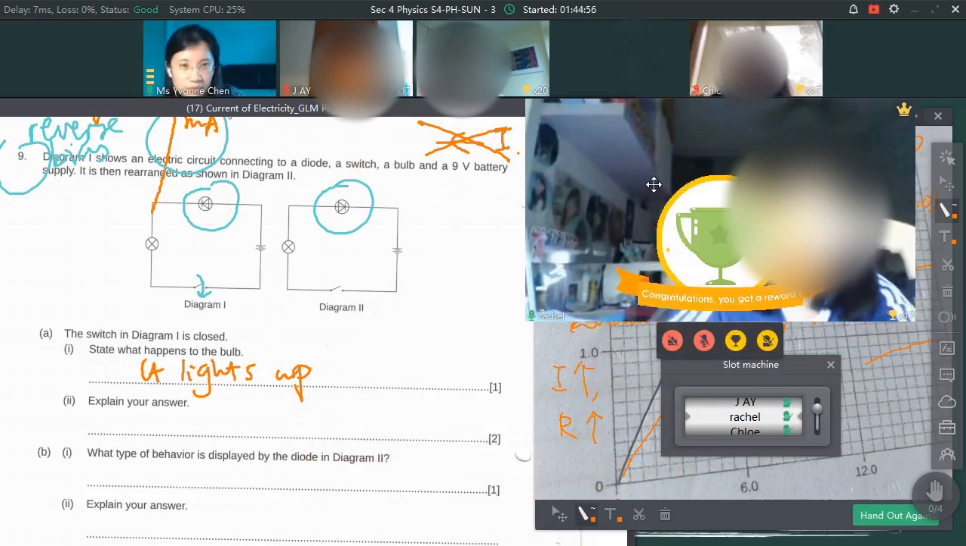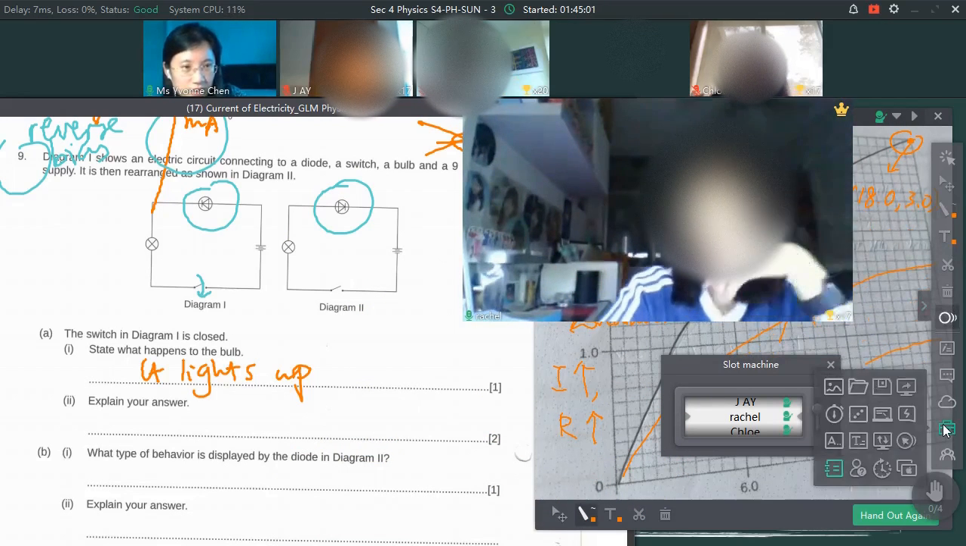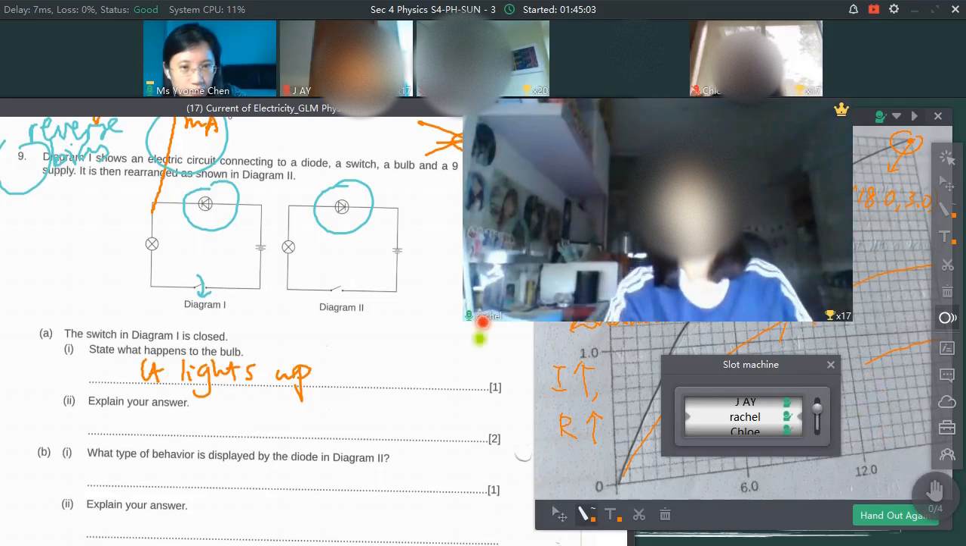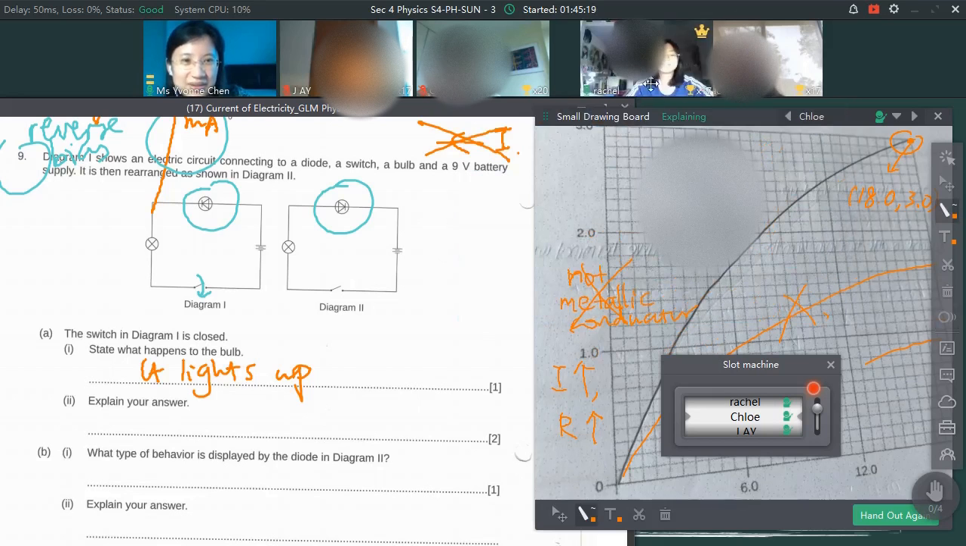Okay, Rachel, you help me to choose another student. You can put your mouse over this bar. I authorize you already. You can play the slot machine to choose another student. What if I choose myself? Then you can choose again. Okay, Chloe. Thank you, Rachel.